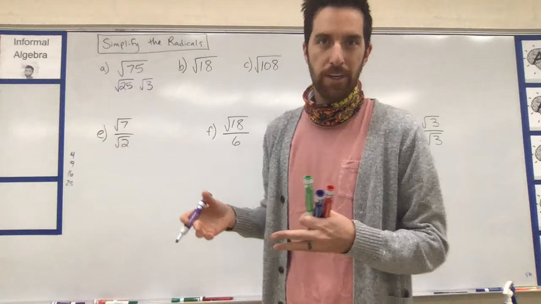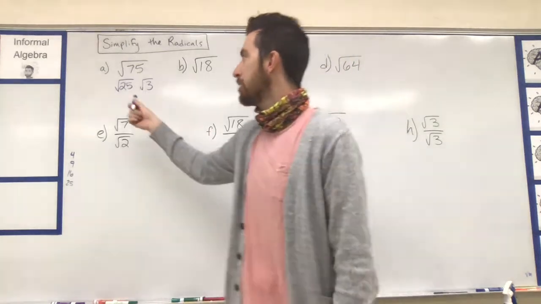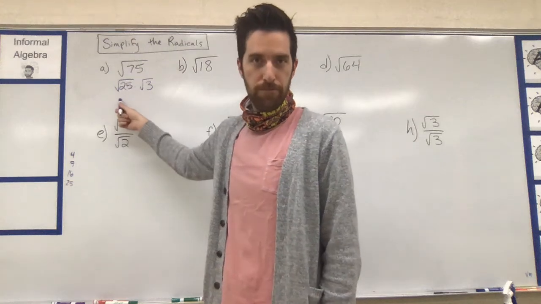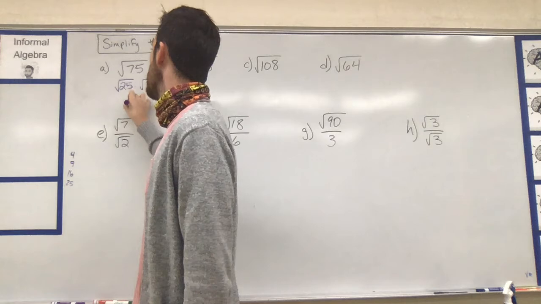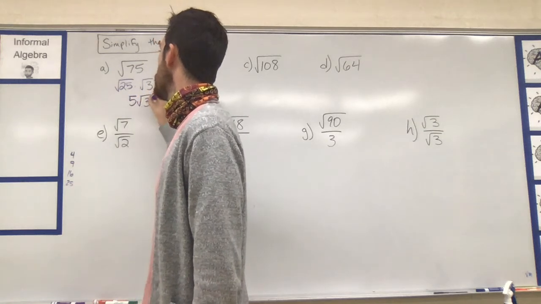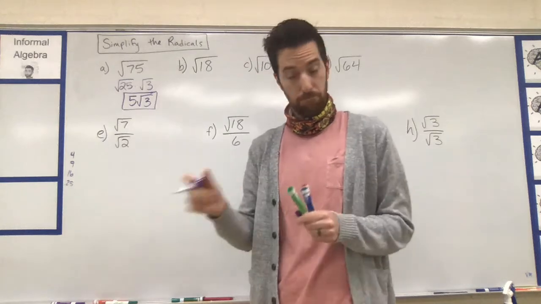You could put the multiplication in between them. You could honestly just mush them right next to each other. It doesn't matter. You take the square root of the perfect square. Square root of 25 is 5. And then 5 times the square root of 3 is just written as 5 root 3. That's it. That's your final answer.